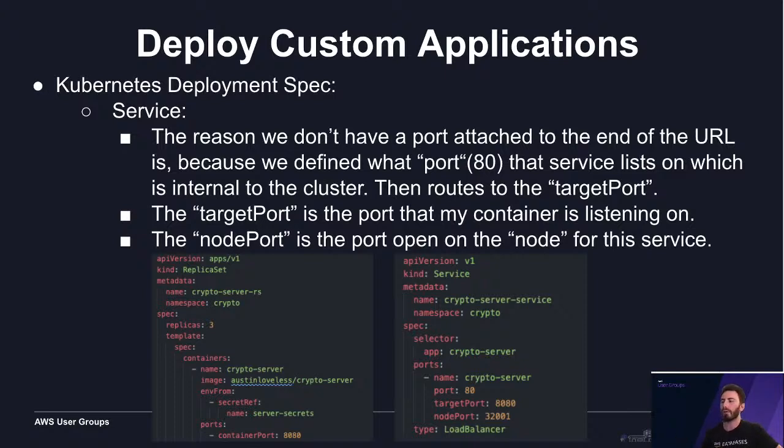The node port is a port that is open for the actual node itself. So if you had the IP address and this was public facing, we could go to whatever the node port is, or to the node IP address, and then type in that port 32001, and it would give us this service. So that's what that does, and I'll show you this in the command line.